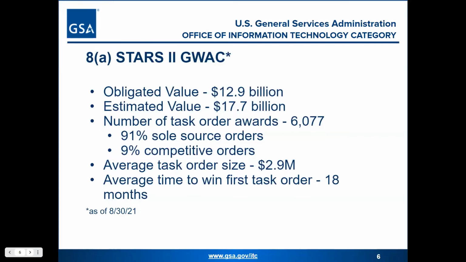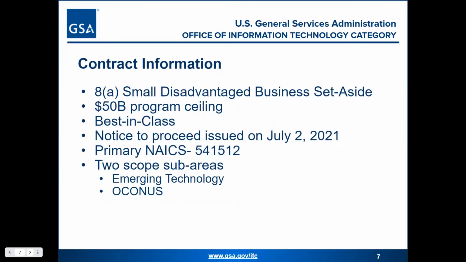The average task order size on the 8A STARS 2 GWAC was $2.9 million, and that would be for the life of the task order. And just a note, the average time to win a first task order for those industry partners that were on 8A STARS 2 is about 18 months. So there's a lot of marketing and outreach that goes into receiving that first task order award. Don't be discouraged, but definitely reach out to us if we can assist you and utilize the tools that we're providing you with today in order to get your foot in the door and work on those first initial task order awards.